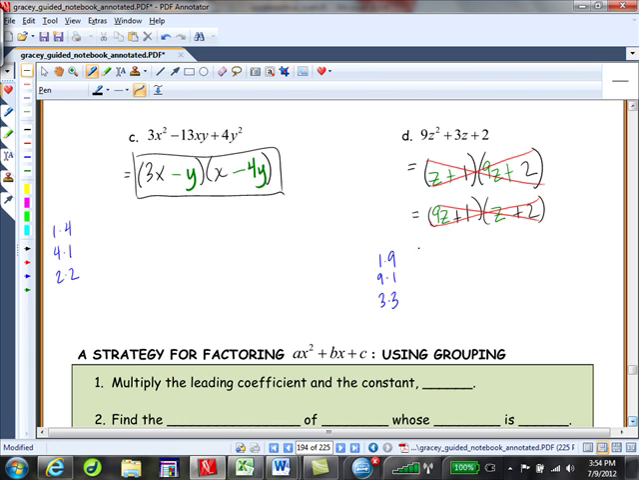Alrighty. So now there's only one more possibility. If I do the 3z and 3z, I get 9z squared, which I needed. I get a 6z and a 3z, which is 9z. So nothing works. I tried all the possibilities. None of them work. So this is prime.